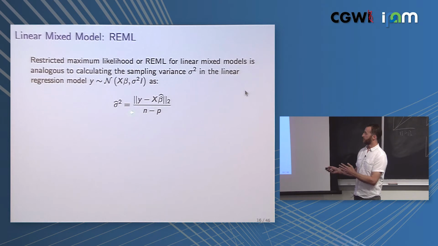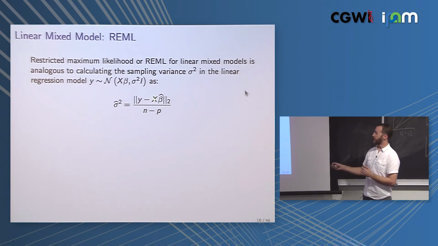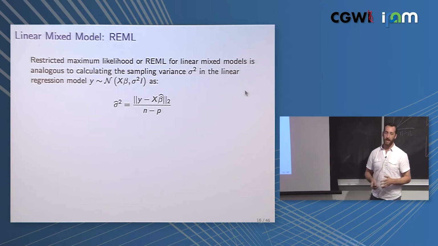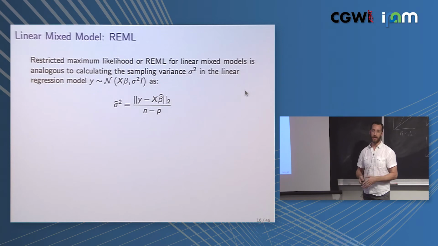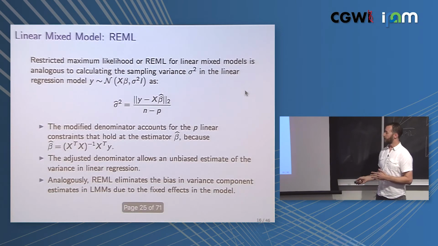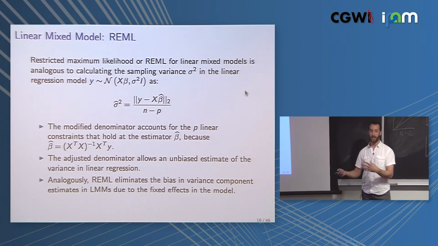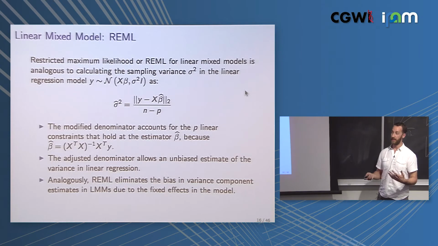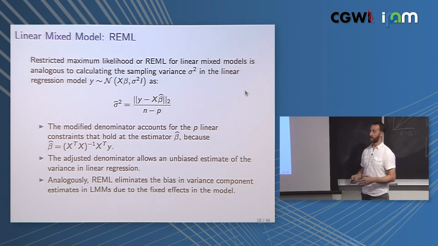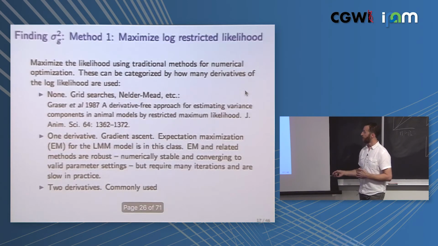And where does that come from? Well, here's the parallel. If we do regression and we have P fixed effects, the way we get an unbiased estimate is to divide by n minus P instead of dividing by n. And so similarly, by adding this constraint to our regression, we're getting an unbiased estimate of the sigma g by doing the restricted maximum likelihood. And if we just do a maximum likelihood, we are not getting unbiased estimates of our parameters anymore.